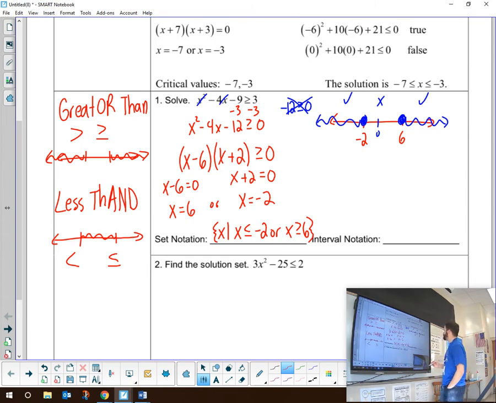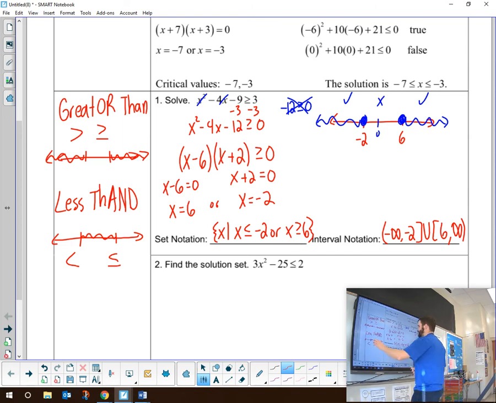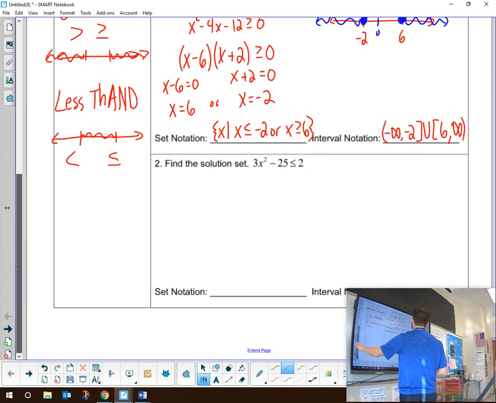Over here I have my interval notation. We're going to write negative infinity all the way to negative 2, union 6 to positive infinity. We already did this with our absolute value problem, so if you don't remember, go back and check that lesson out. Okay, let's take a look down here at number 2.